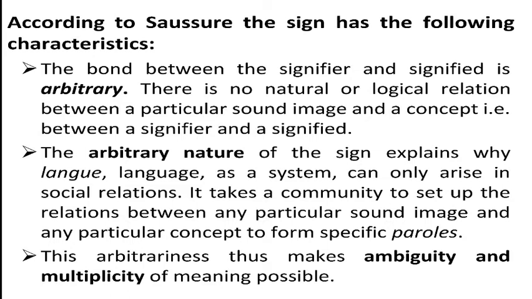The bond between the signifier and signified is arbitrary and established by a social agreement. There is no natural or logical relation between a particular sound image and a concept, that is, between a signifier and a signified. Look at the system of signs used by an umpire in cricket. Why does he raise both hands to show that a 6 has been hit? Why can't the umpire raise one hand to signal a 6 and two hands to signal out? They were arbitrarily or randomly chosen.